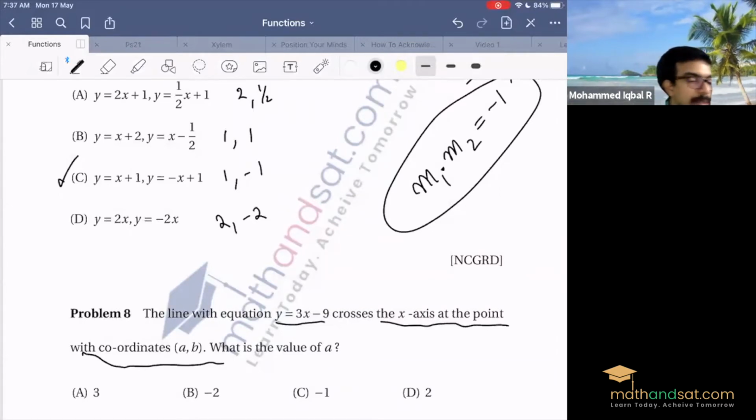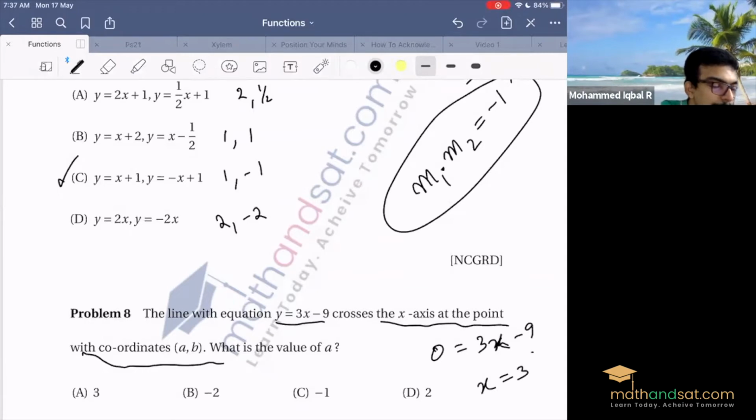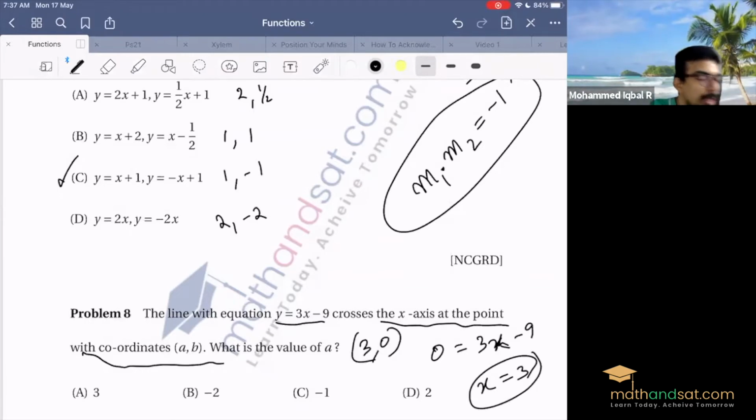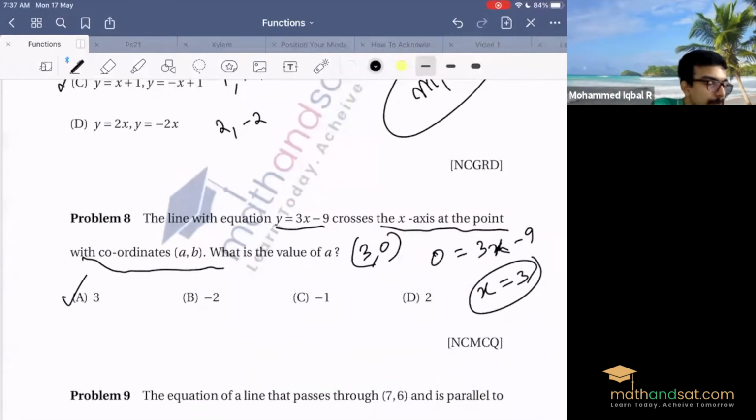Okay, so put y is equal to 0. We have 0 is equal to 3x minus 9. So we have x is equal to 3. Okay, so 3 comma 0 is the point where it crosses the x-axis. So a value is 3.